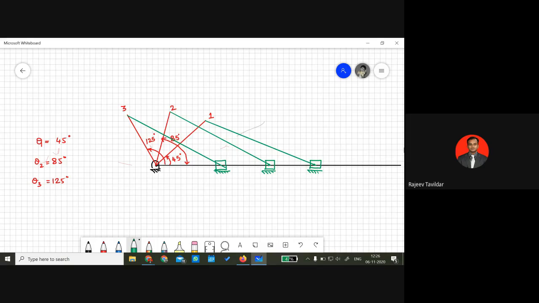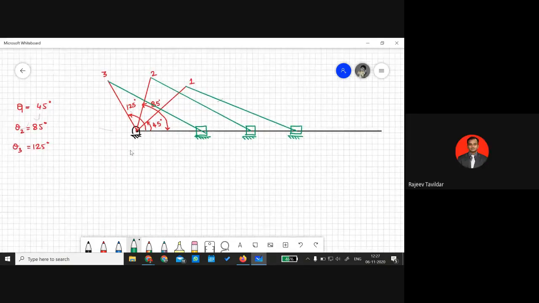Up till here, it is clear. Yes, sir. So what is the distance of Z1 now? Z1 is the distance between the pivot and the slider.